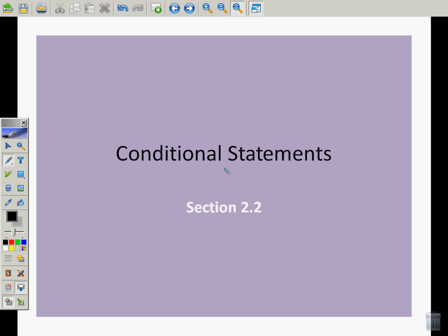Okay, today's lesson is on conditional statements, and we're going to learn very quickly that conditional statements are actually pretty simple. They have to do with an if and a then. So the condition is: if this happens, then something else happens. So let's explore what this actually means for us.